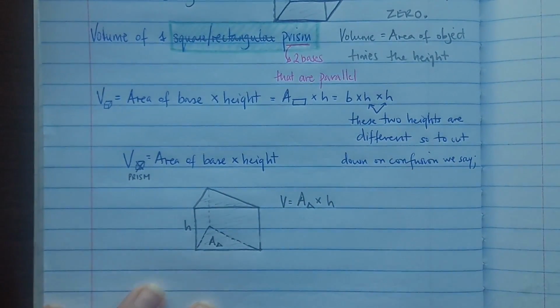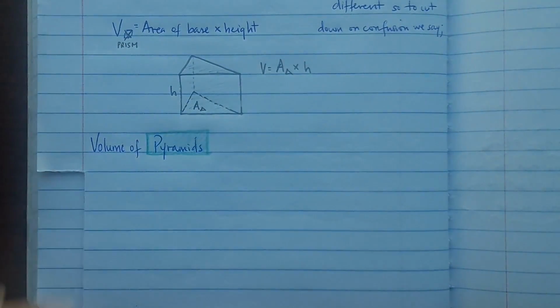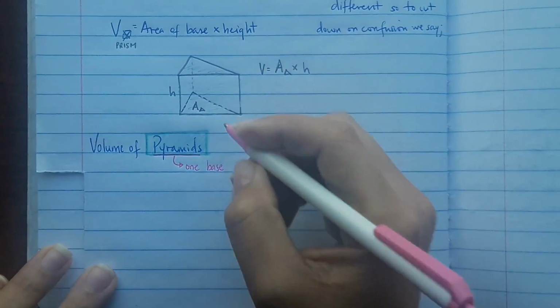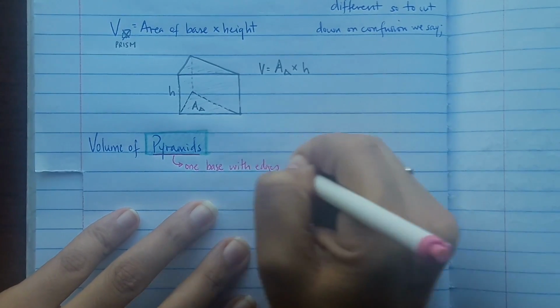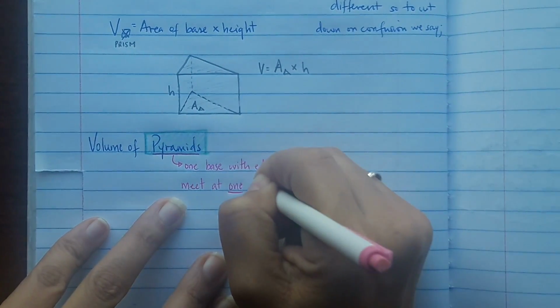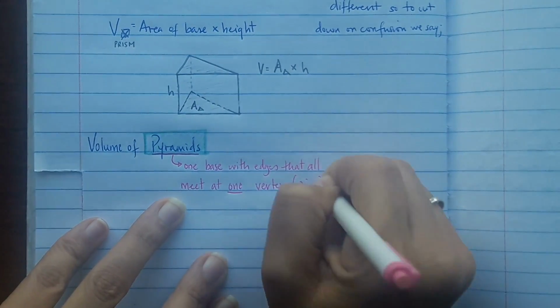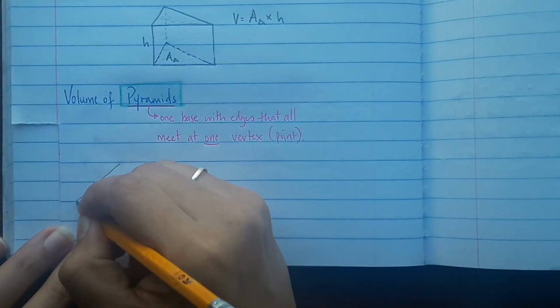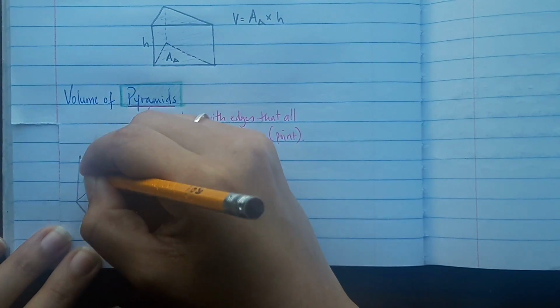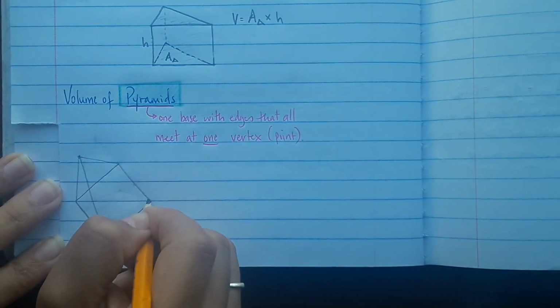Let's take a look at the volume of a different kind of shape. So let's say a volume of a pyramid. Well, what is a pyramid? A pyramid has one base with edges that all meet at one vertex. In other words, one point. So I'm going to make a square base. And I'm going to make all those points meet at one point. All those edges, they meet at one point.